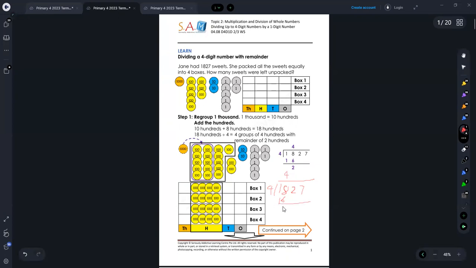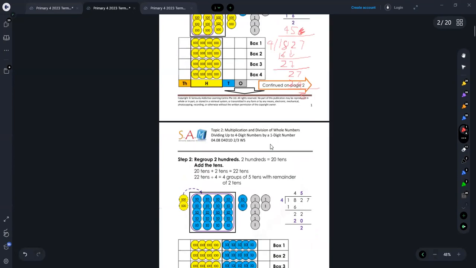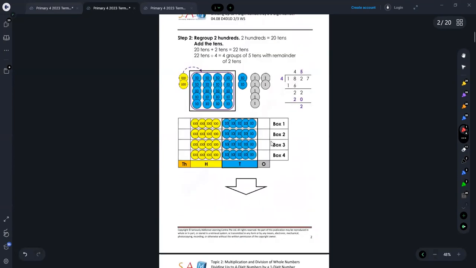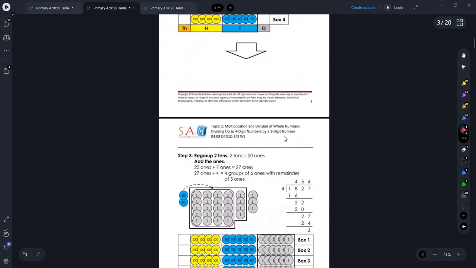Okay, and then they bring it down, and remember, get them to do this. And then 2 again, 7, and then this would be 6, 24, and so there is a remainder of 3. 4 times 6, sorry, I forgot to write 6 here. I should write the 6 here instead. So 456, remainder 3. Quite straightforward. Oh, sorry, is it remainder 2? No, remainder 3, that's right.